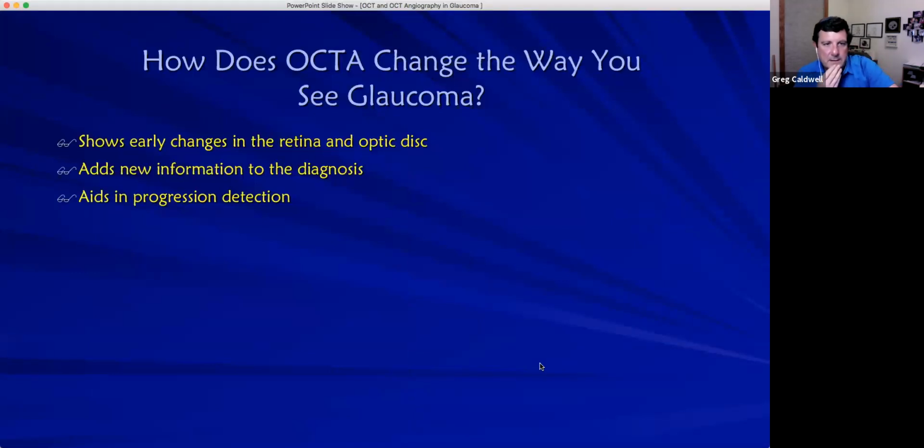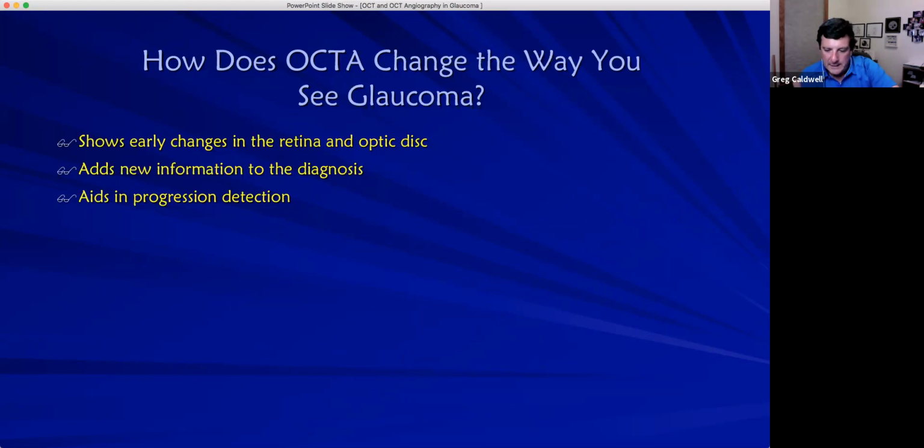So, how does OCT change the way you see glaucoma? There are early changes in the retina and optic disc. It adds new information to the diagnosis, and they do have progression analysis detection. So again, it's just been a nice little add-on.